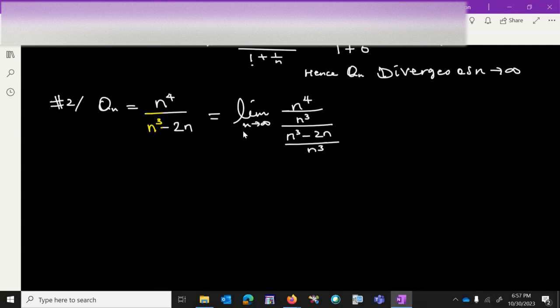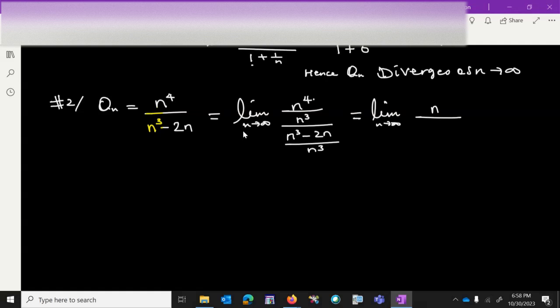Good. So now it is time to simplify. What will happen? This is still the limit as n approaches infinity. You don't have to write the limit approaching infinity all the time as long as you know what you're doing. So n to the power of 4 over n to the power of 3 is going to be what? Just n. The top part is just n, because this is 4, this is 3. 4 minus 3 is just 1. So that's only one n.